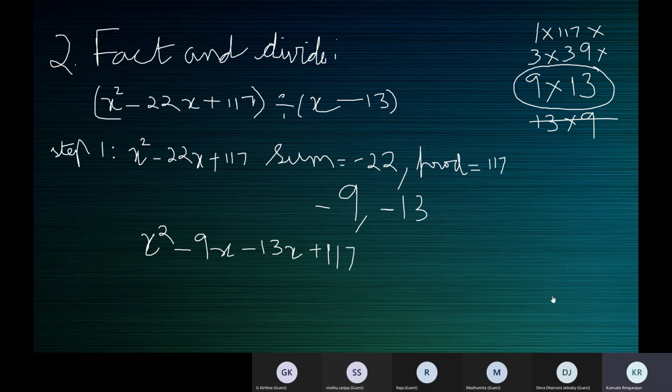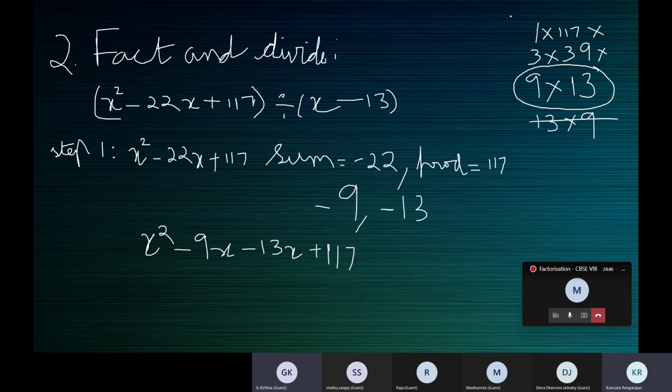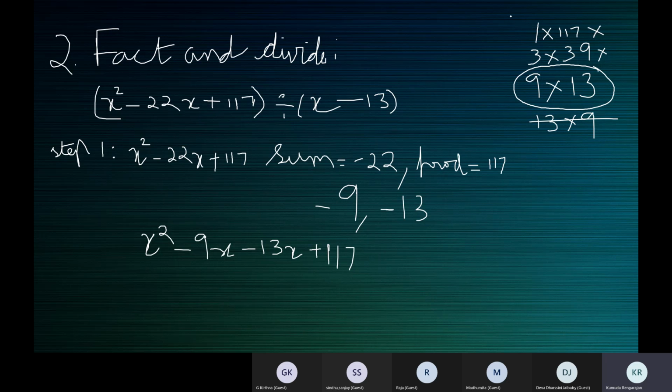Where are the others? Let me just check. Kirtana, Devadarshini, Raja, Sindhu and Sanjay. Please answer, children. Yes, ma'am. So I've got it from Madhumita and Sanjay and Sindhu. What about the others? Somebody else other than these 3 children? Tell me what next?